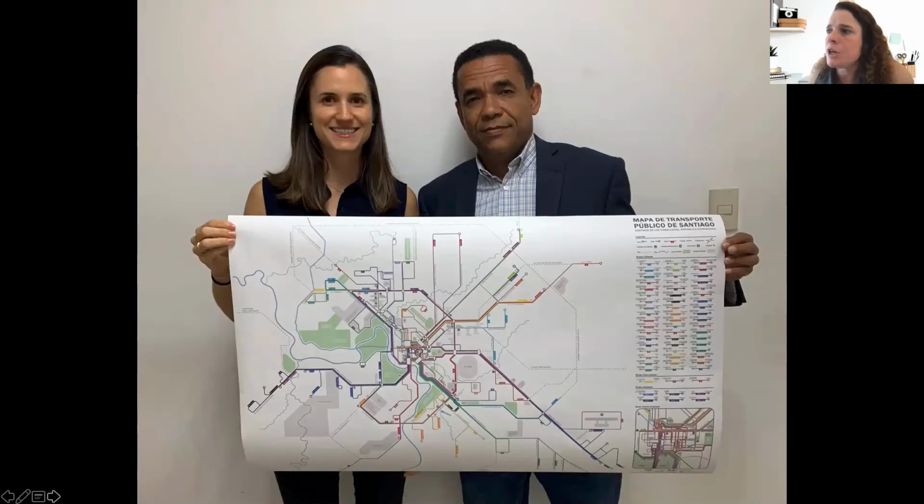And here we're looking at the head of the union for the conchos, which is what those informal transit systems are called in Nairobi.